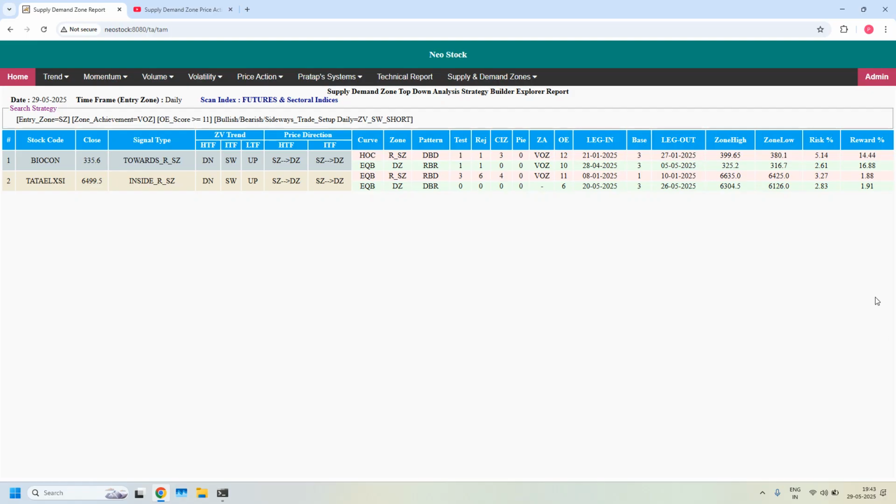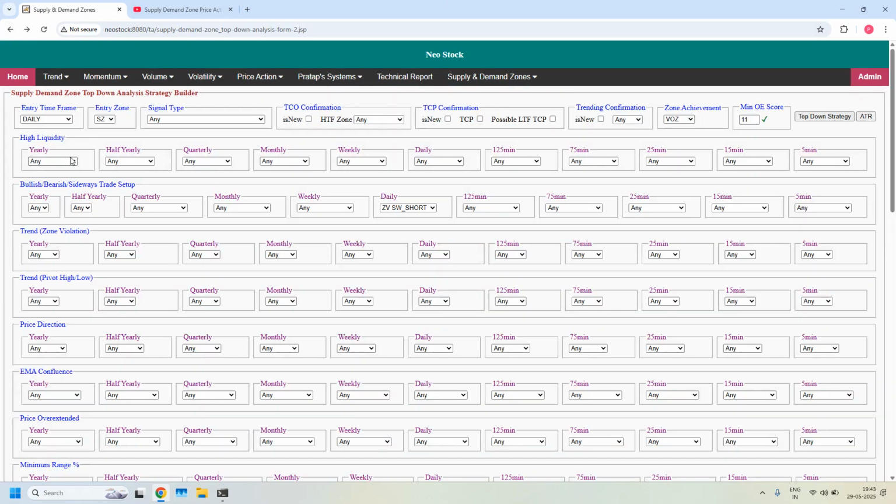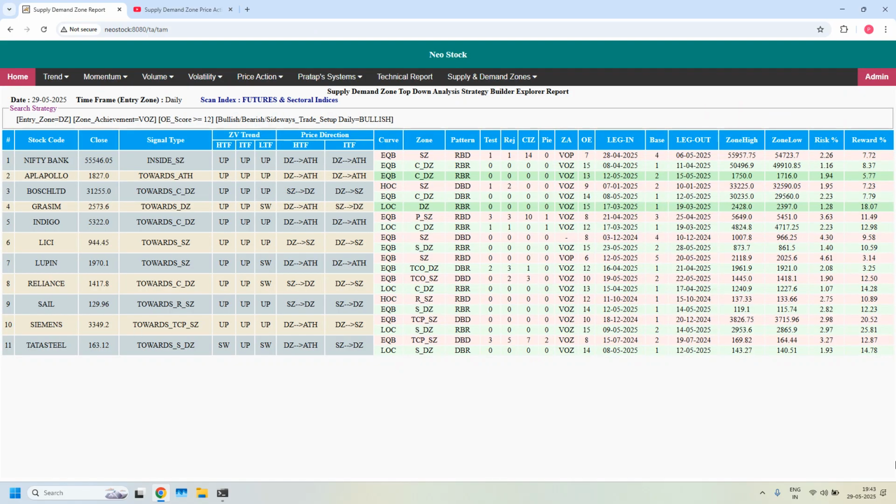Okay, next, bullish trade setup for monthly income trade. Entry time frame daily, but the entry zone should be demand zone. And also here in the daily time frame, I'm making a change, bullish. And in the filters, minimum odd enhancer score should be changed to 12, because 11 is for sideways, but for bullish or bearish, the value should be 12. Okay, with these filters, we got 11 stocks supporting bullish trade setup for monthly income trade.